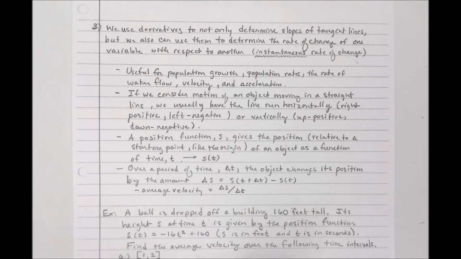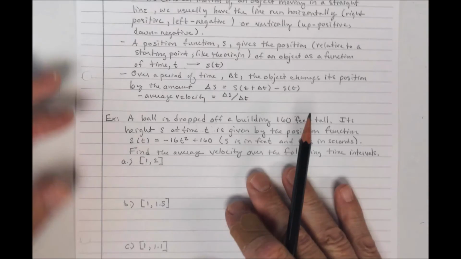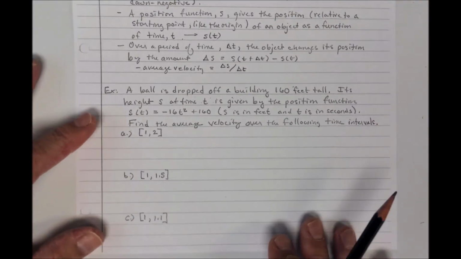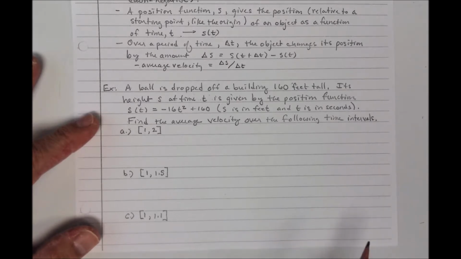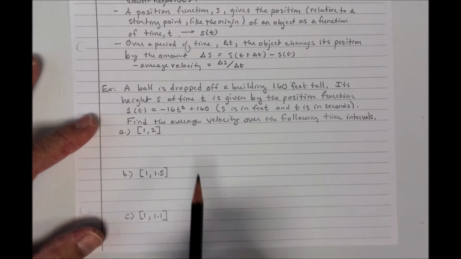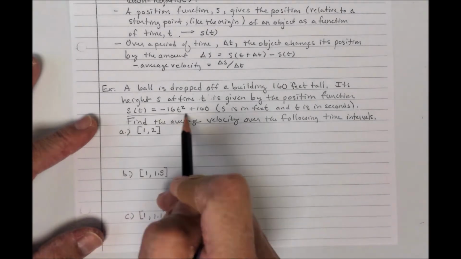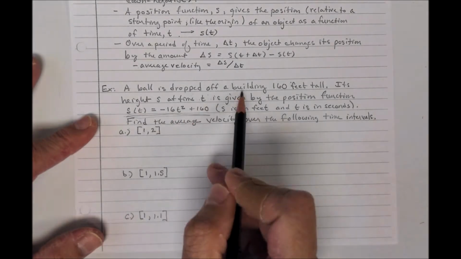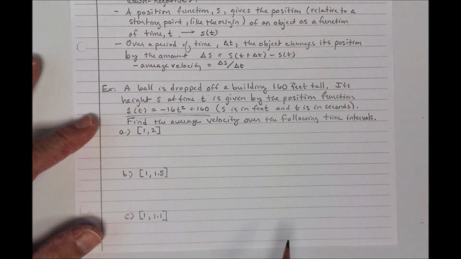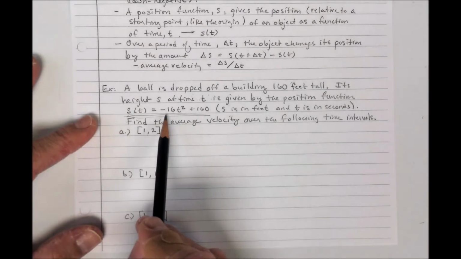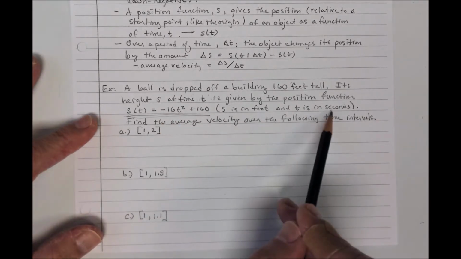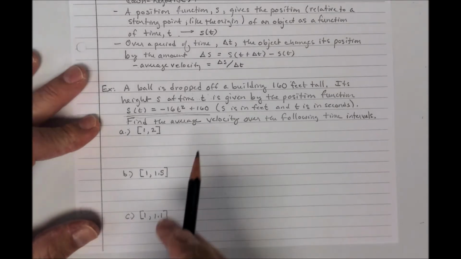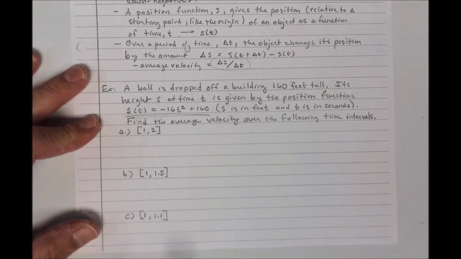So I'm going to show an average velocity problem, and then I'm going to work this to an instantaneous velocity problem. So to find the average velocity over a time interval for this function here, let me underline this. A ball is dropped off a building 160 feet tall. Its height s at time t is given by the position function S of t equals negative 16t squared plus 160. S is in feet, t is in seconds. Find the average velocity. Well, the average velocity is delta s over delta t.